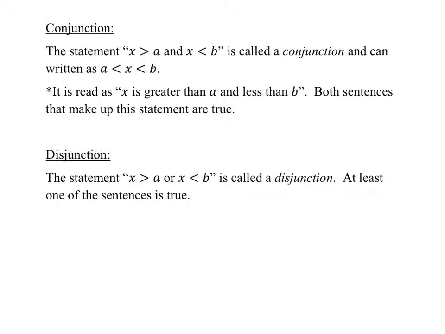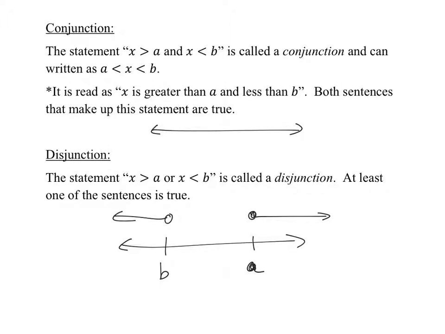A disjunction tells us that x is greater than something. Let me put it on a number line so you can see. This is a. It tells us that x is greater than a or x is less than b. Whereas up here, this would have looked like x is greater than a and x is less than b.